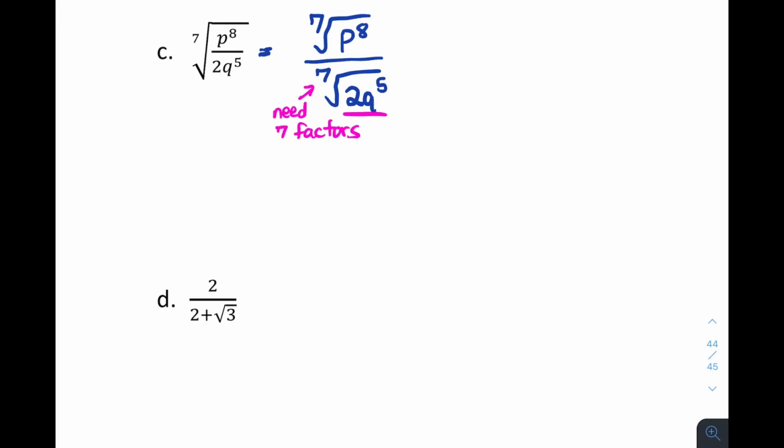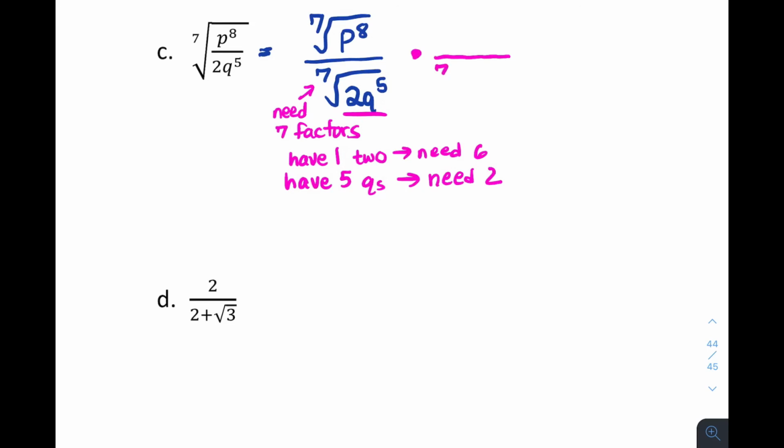On this one, it's a little bit more complicated because it's a 7th root and I'm missing a lot of factors. So I'm going to break it up into numerator and denominator separately under my 7th root. And then I need the number of factors that match my index on my radical. So like for square root, I need a 2. For cube root, I need 3 factors. So think about what you have. I have 1 factor of 2, and I have 5 factors of q. To get 7, that means I need 6 more factors of 2 and 2 more factors of q.